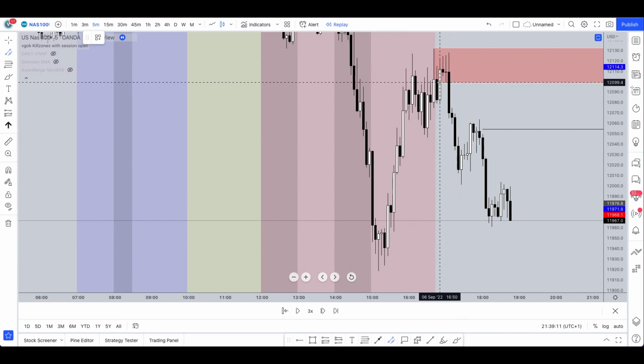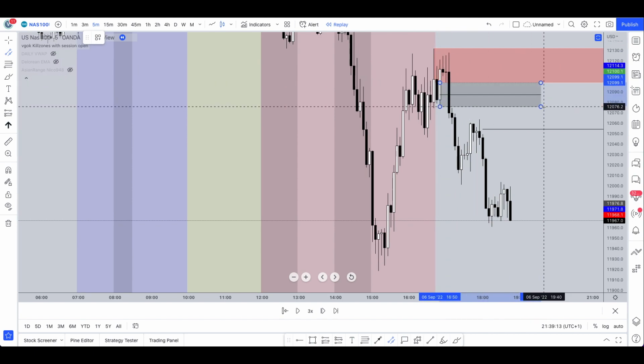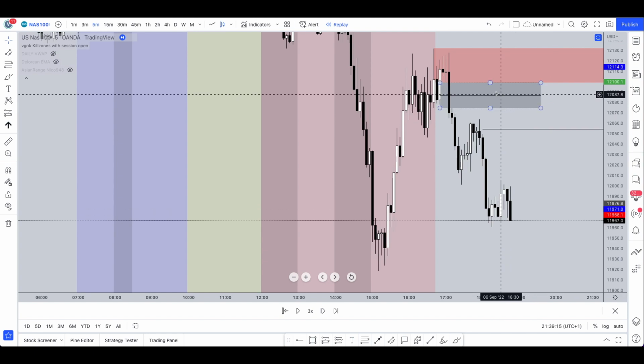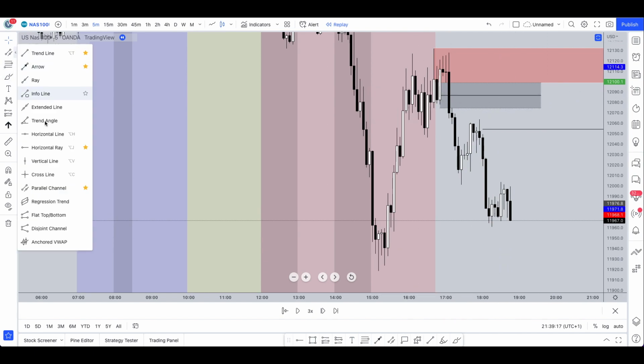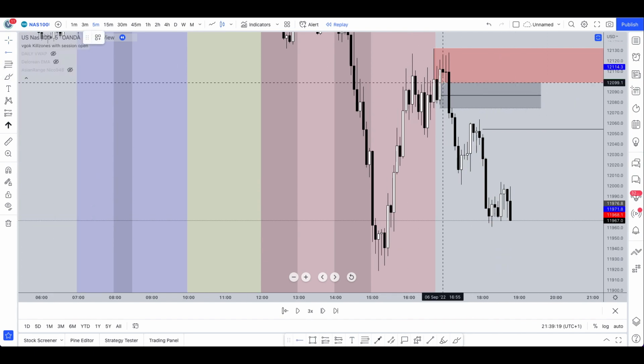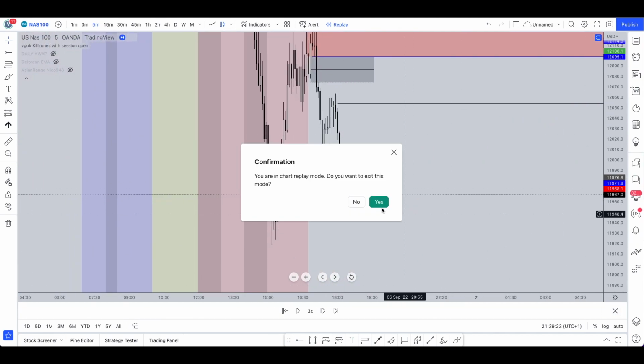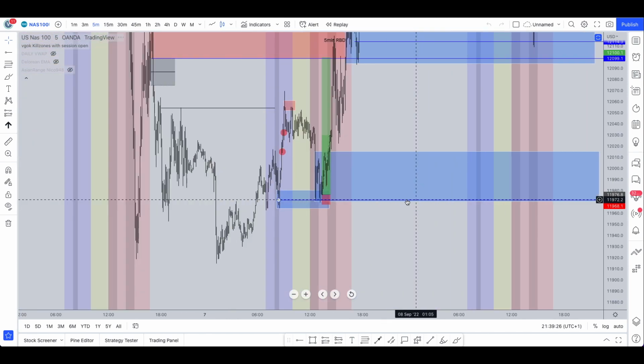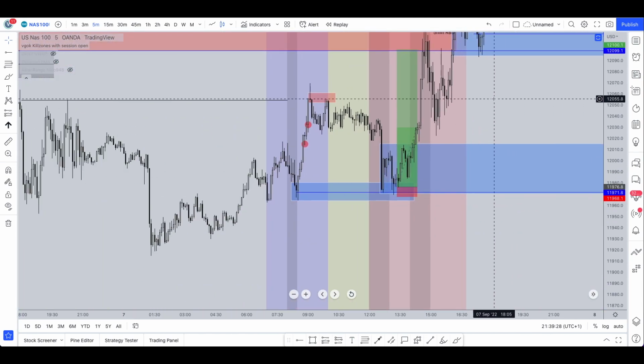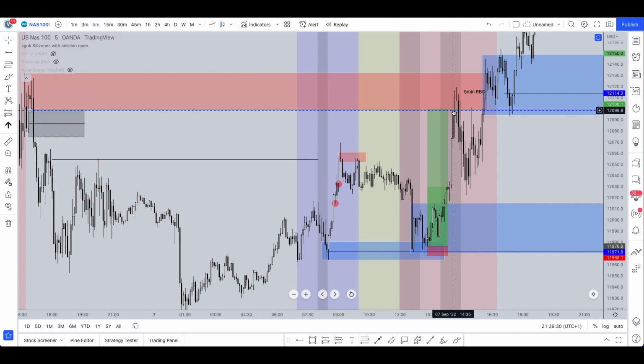So as we can see, this is where the imbalanced area is. So at this point where I'm about to draw this line, this blue line, this would have been the imbalance fill. And as we exit the replay mode and see where price actually came into this region quite nicely before it gave a big retracement. So you can see how accurate and how precise we can be in actually placing these take profit points.